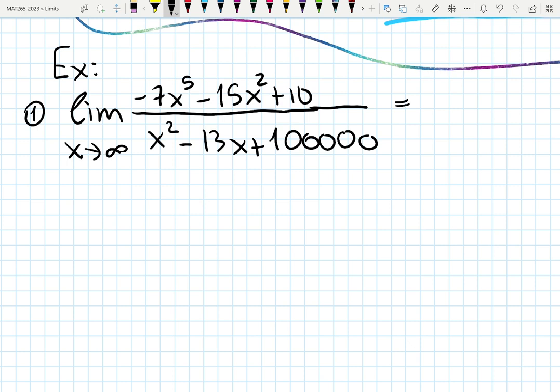While you're copying, I'm writing down the next one. I will have 3. Limit as x approaches infinity.